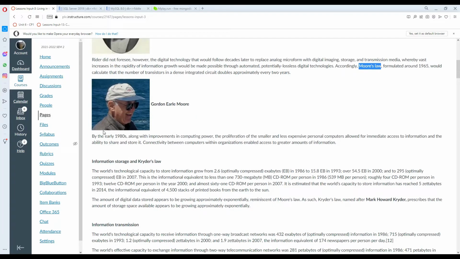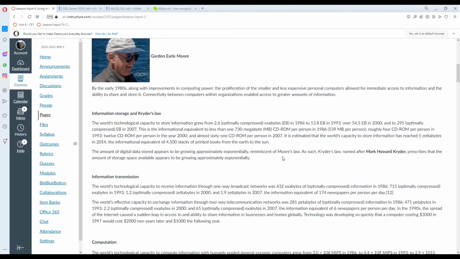By the early 1980s, along with the improvements in computing power, the proliferation of smaller and less expensive PCs allowed for immediate access to information and the ability to share and store that information. Connectivity between computers within organizations enabled access to greater amounts of information. We also have the information storage and Kreider's law.